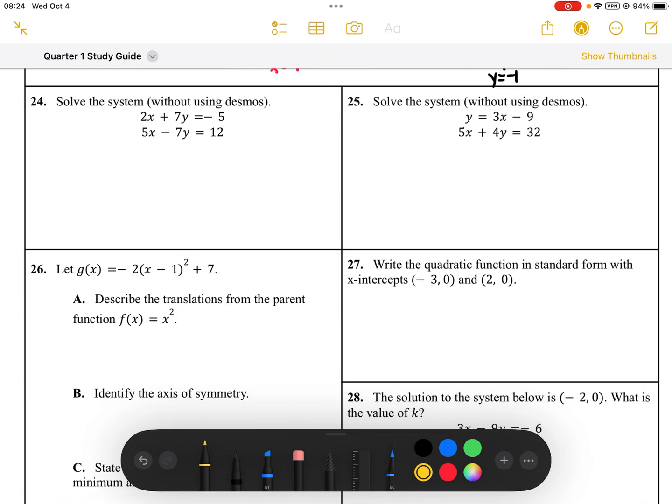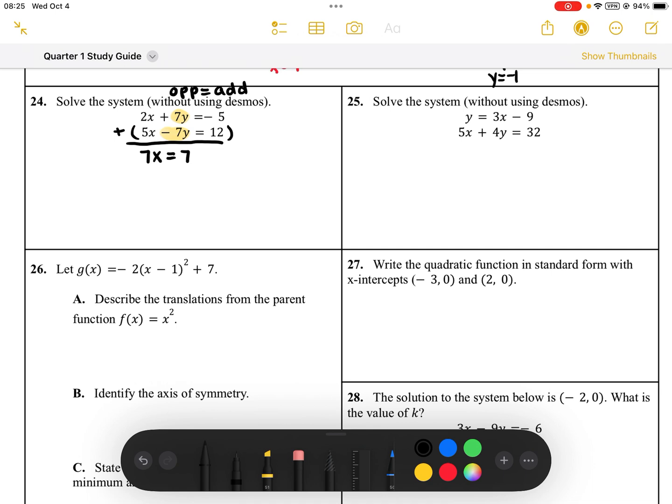24, solve the system without using Desmos. So we have 2x plus 7y equals negative 5, and 5x minus 7y equals 12. My y values are 7y and negative 7y, so these guys are opposite signs. So I am going to add. I'm going to use elimination and add down. So 2x plus 5x gives me 7x, and then negative 5 plus 12 is going to give me 7.